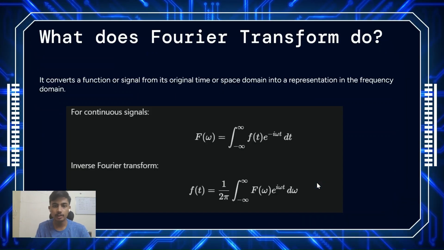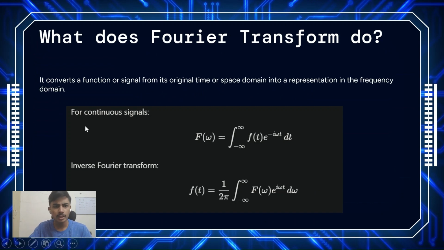So, we all know that the Fourier transform is responsible for converting a time or space domain signal into the frequency domain. We get a lot of power to play with the image by converting it into the frequency domain.